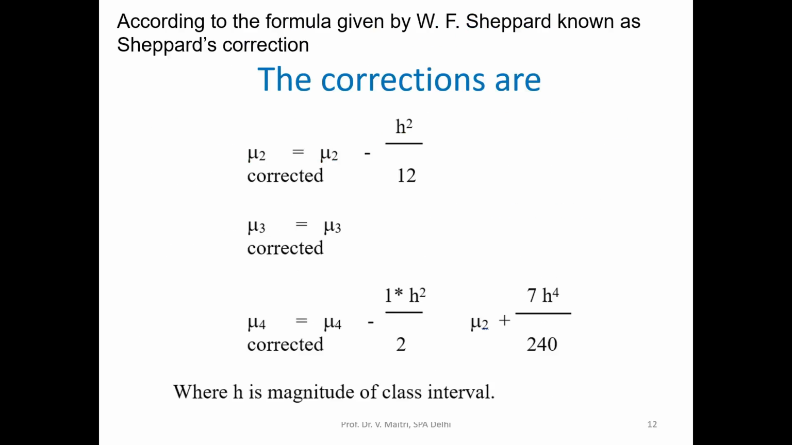And what is that Sheppard correction? The corrected value of mu 2 is mu 2 minus h square by 12. Mu 3 does not require correction, and mu 4 corrected is equal to mu 4 minus 1 by 2 h square mu 2 plus 7 h raised to power 4 by 240, where h is the magnitude of the class interval. So the correction is required in mu 2 and mu 4.